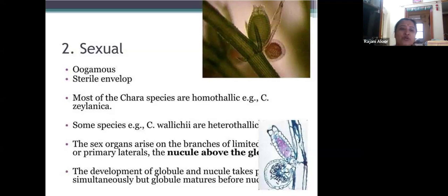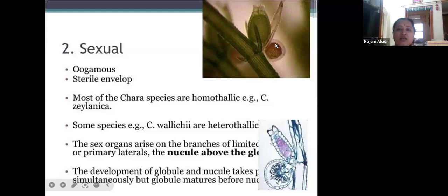The gametes are produced in antheridia and oogonia that are enveloped by a multicellular sheath formed of cells derived from the cells present below the sex organs. It is a specialized complex structure containing the sex organs. Globule is the male sex organ name. The female sex organ name is nucule. Remember these two well. This is very, very important.